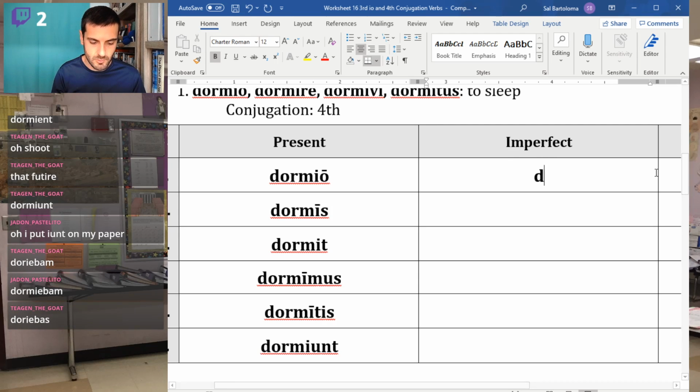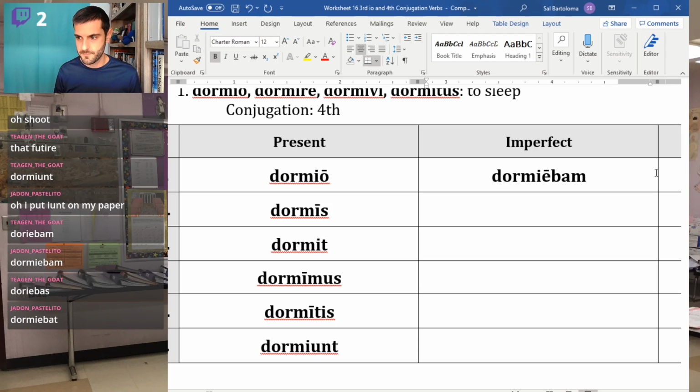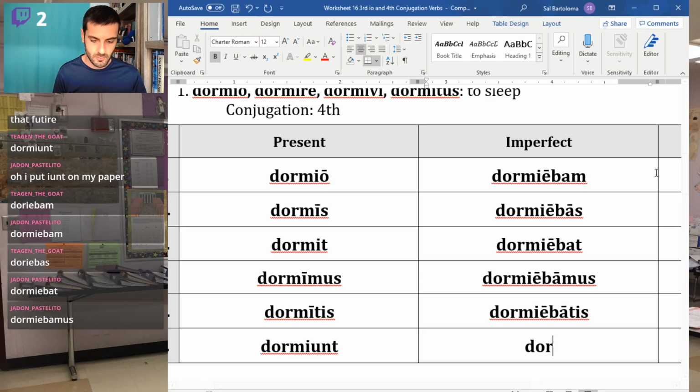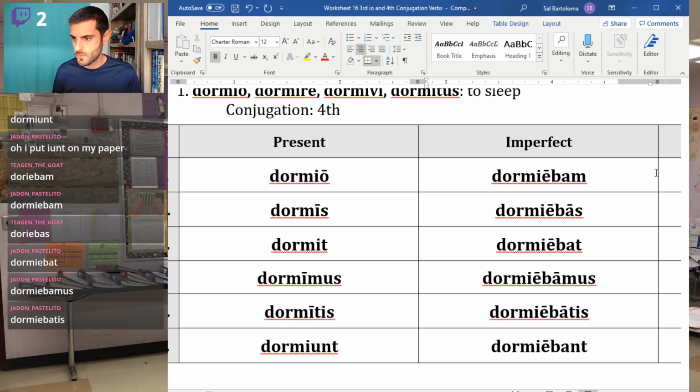Dormiebam. Awesome. So dormiebam, right? We have to have the I and the E. Dormiebam, dormiebas, dormiebat, dormiebamus, dormiebatis, dormiebant. Okay. Well done.